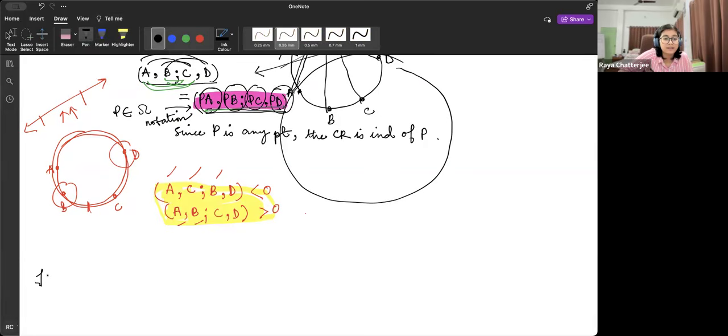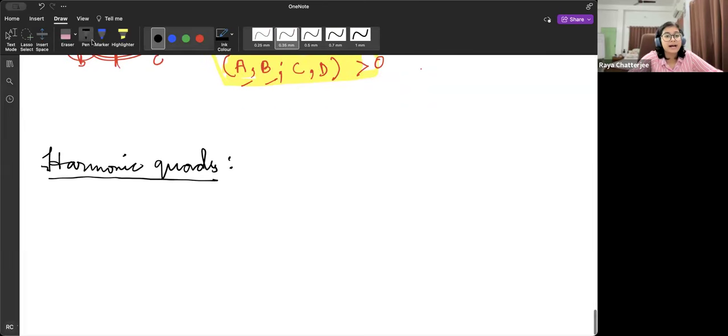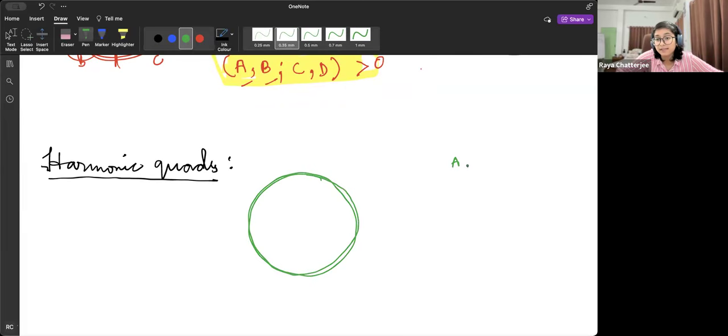So this is harmonic quadrilaterals. And this is the most interesting thing among everything we've done till now. Why is it so small? Yep. So I'm going to define harmonic quadrilaterals such that if you have a cyclic quadrilateral ABCD, and you take the circle through them, then ABCD is harmonic if (AC; BD) is -1.